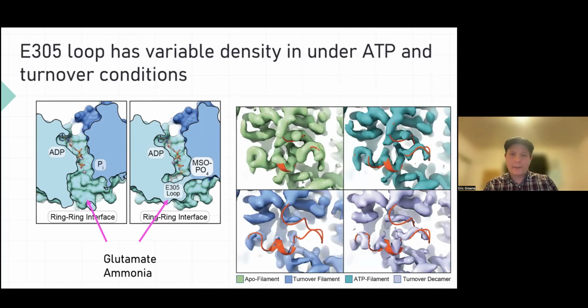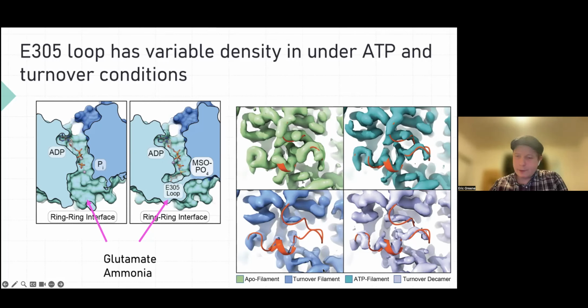So when we started looking at the E305 loop, we started also seeing differences in the density for this loop in our different reconstructions. I'll take you through this one by one. First, in our apofilament map, we notice very strong density for this loop all the way across. And then if we look at our turnover decamer, I'll go across over here. We see that the density is fairly eroded, that it seems to be sometimes in this closed conformation, I'll call it, and sometimes not. This looks similar to an ATP containing filament structure that was also provided by Richard.